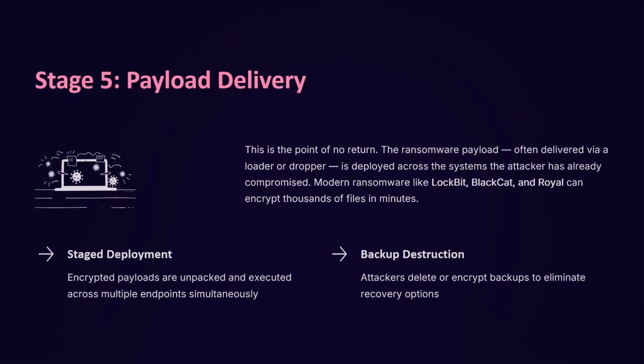Stage 5 is payload delivery. This is the point of no return. Everything up to now was preparation, but this is execution. The ransomware payload is deployed across the environment, not on one machine, not in one place, everywhere. It's staged, unpacked, and executed across multiple systems. At the same time, and before you can react, they destroy your backups. They remove your safety net. In minutes, thousands of files encrypted. And just like that, your organization is locked out. You don't see it coming, you feel it.